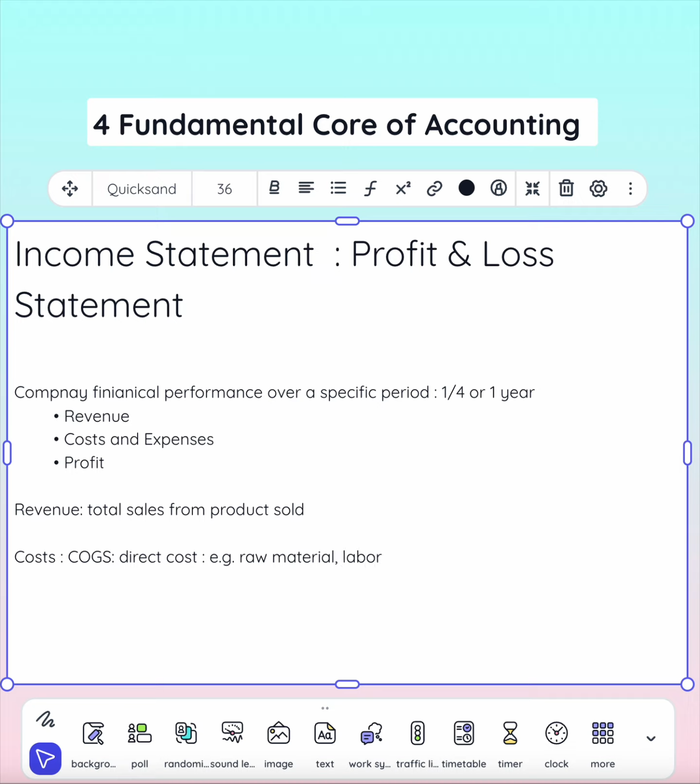Then you also have operating expenses, like costs incurred for running the business, not directly tied to production, for example rent, utilities, salaries, staff, marketing.